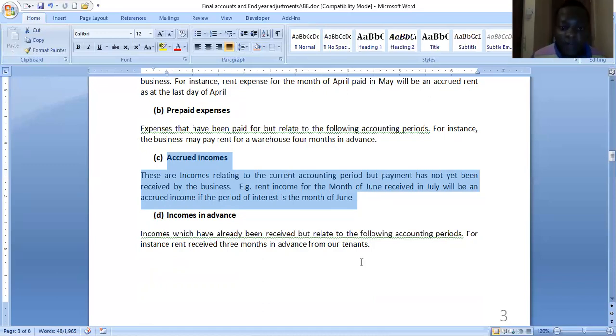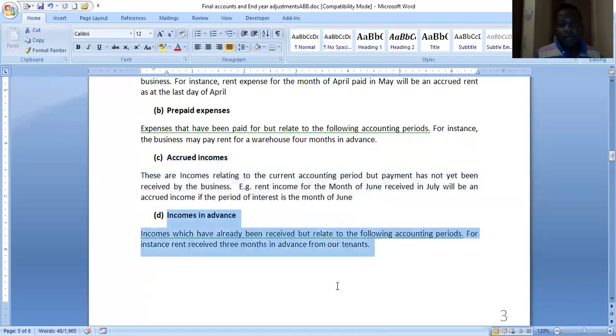And then we have incomes in advance. These are incomes that have been received but not yet earned. We've already received cash in respect of this income, but we have not really earned it. So, for instance, as a university, we've received school fees from you, the student, for the September-December semester. We have not yet reached September-December; now we register for September-December.